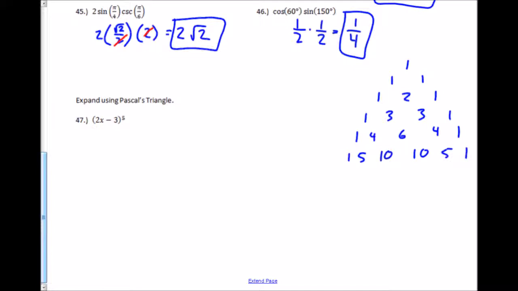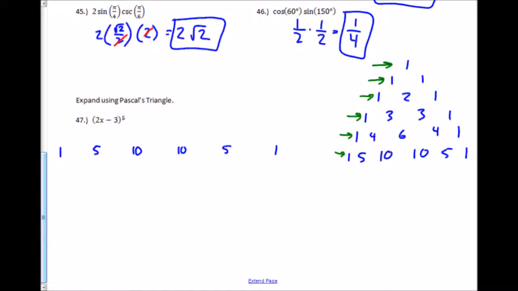Because when I look at this, this is like the 0 power, the 1st power, the 2nd power, the 3rd power, the 4th power, and the 5th power. Okay? And really these are going to be my coefficients in terms of expanding this thing out. And so my initial setup is this. I write down these coefficients. And now I fill in my A and my B values.